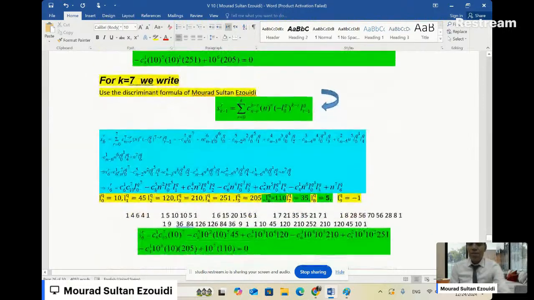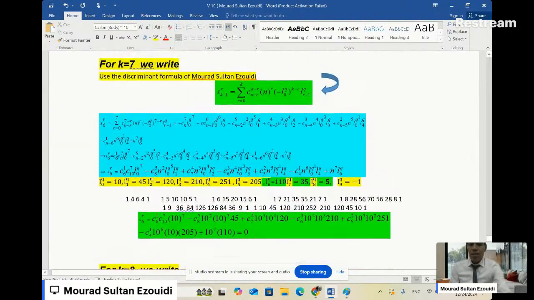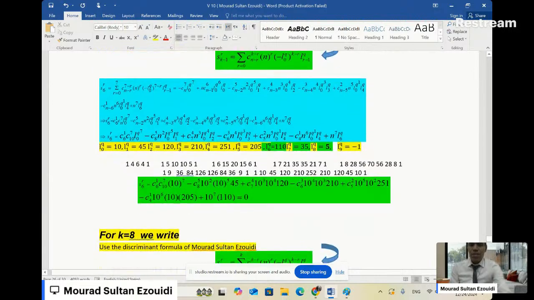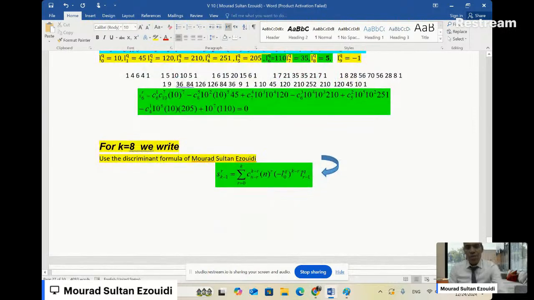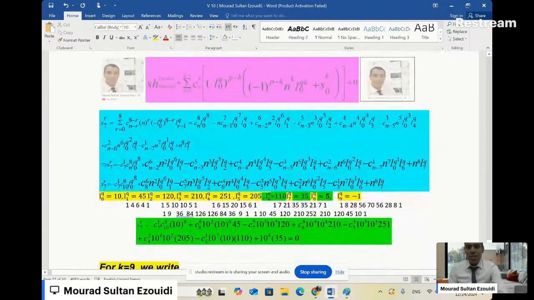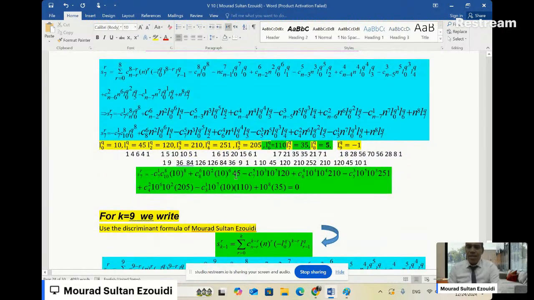Now the same procedure. I will put k equals 7 to find S6. We put all the coefficients of my original polynomial equation in this discriminant formula when k equals 7, and we find that it is equal to 0. Now for k equals 8, I should find S7. So S7, my kids, it's clear that it is equal to 0.